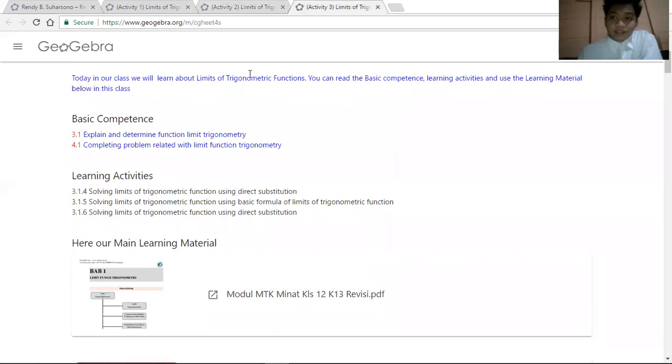Next is basic competence. So it's still the same. And next is learning activities. Solving limit of trigonometric function using direct substitution. Solving limit of trigonometric function using the basic formula of limit of trigonometric function. Solving limit of trigonometric function using factoring.